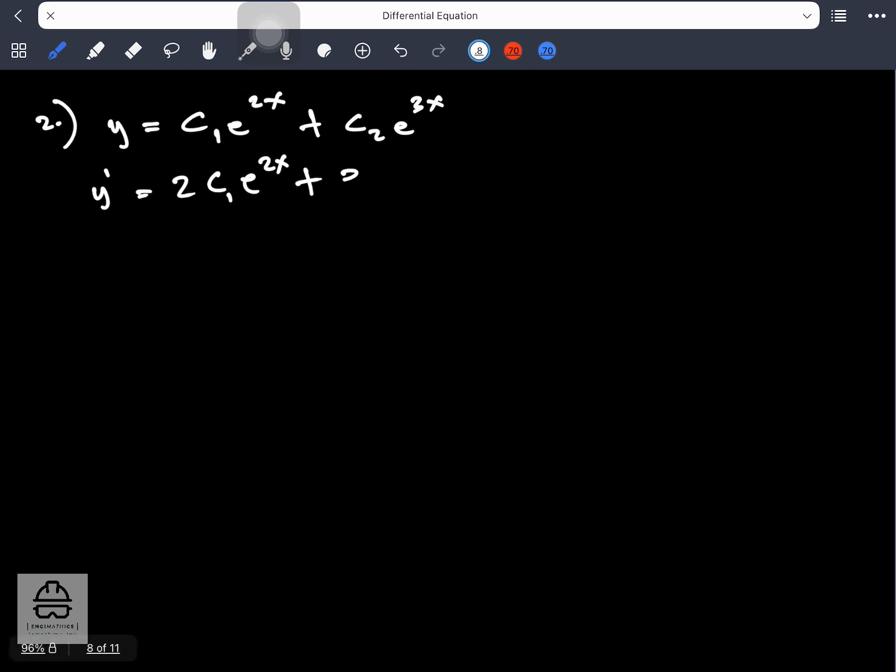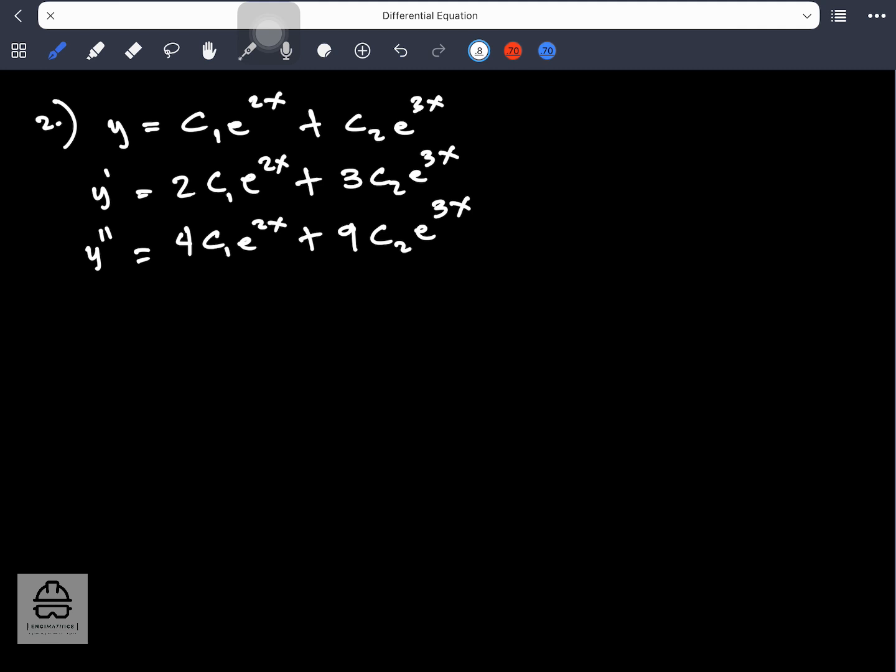Plus 3c sub 2 times e raised to 3x. Okay. Next, derive again. Second derivative, that would be y double prime is equal to 4c sub 1 e raised to 2x plus 9c sub 2 e raised to 3x. Okay? So, let's label these here. That would be equation 1, equation 2, and equation 3.